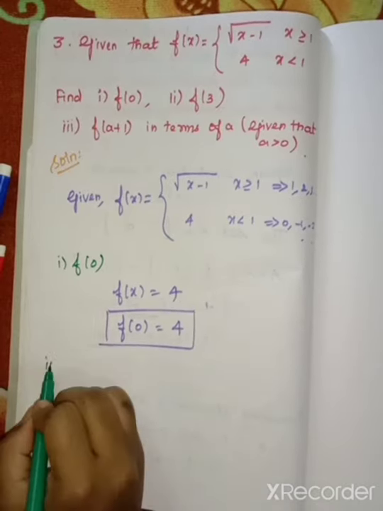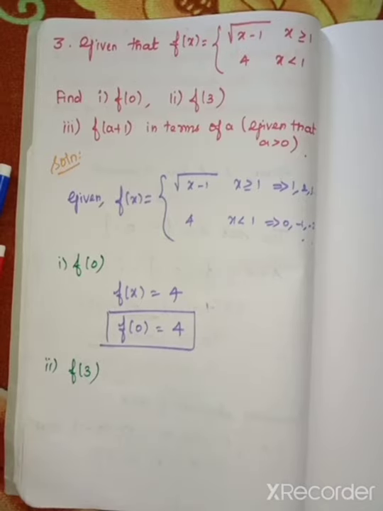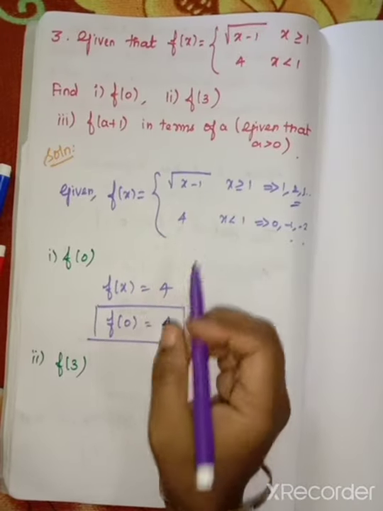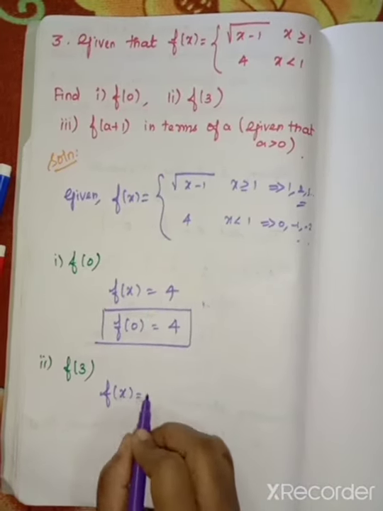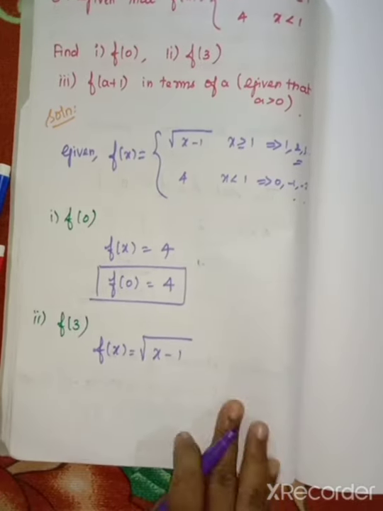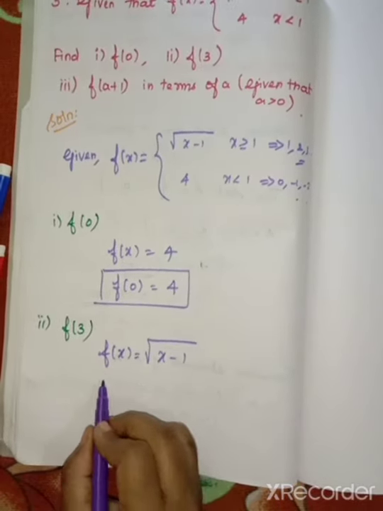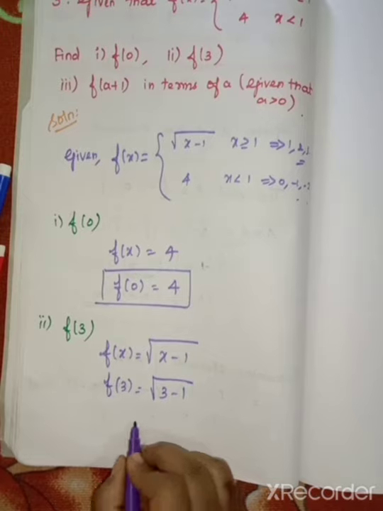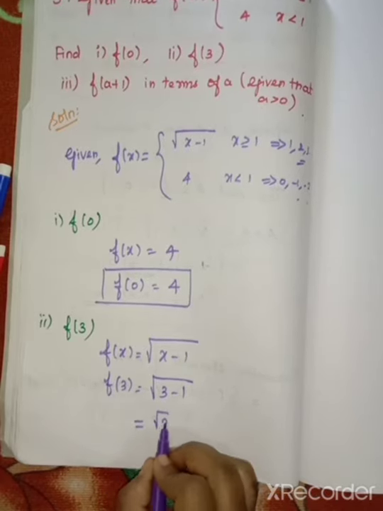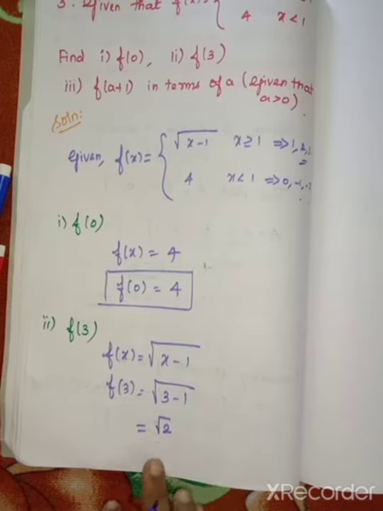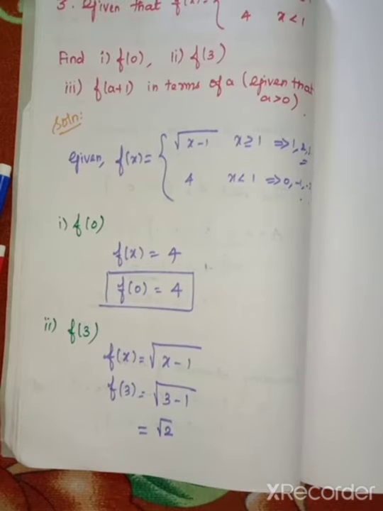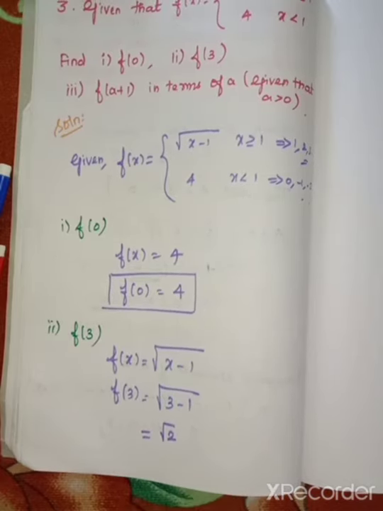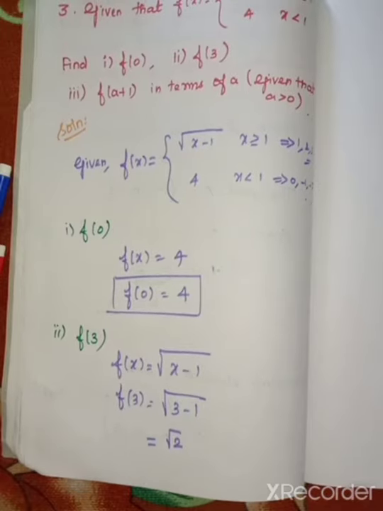Likewise, second subdivision, f of 3. Here 3 is in the first one, that is root of x minus 1. So f of x equal to root of x minus 1. In place of x, we substitute 3. So f of 3 equal to root of 3 minus 1, which is root 2. We can't take the square root because 2 is not a square number, so you can write it as it is, or otherwise write it in decimal form, 1.1414 like that. We have studied that later.